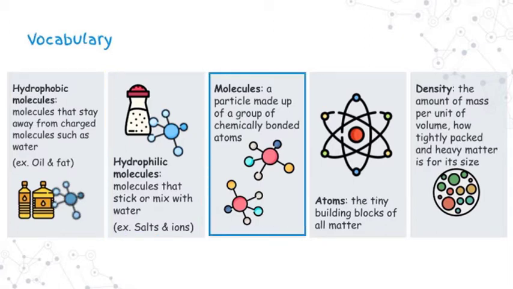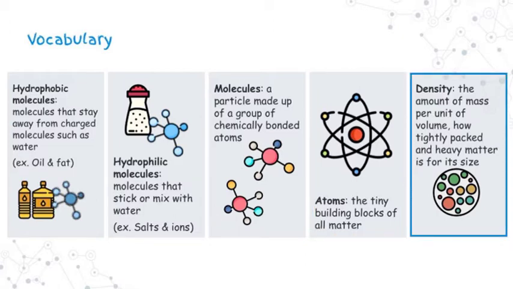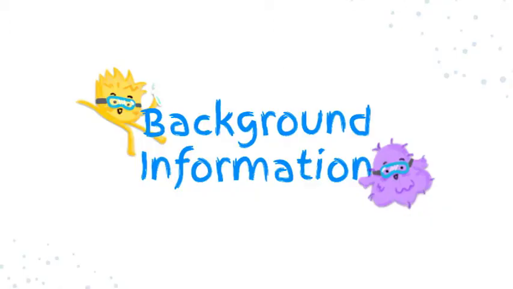Molecules are particles that are made up of a group of chemically bonded atoms. Atoms are the tiny building blocks of all matter. And finally, density is the amount of mass per unit of volume and is how tightly packed and heavy matter is for its size.